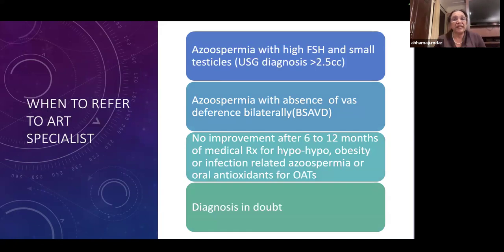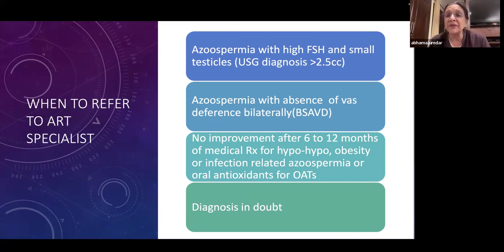When do you refer to an ART specialist? Azoospermia with high FSH, small testicles. Ultrasound volume should be at least more than 2.5 cc. So there's azoospermia, FSH is becoming higher and higher, testes are smaller. Micro TESE may help these patients. In 30 to 40% of patients one might get to retrieve sperm with a micro TESE only, but for a normal TESA or TESE, we need larger testes. 2.5 cc is too small.